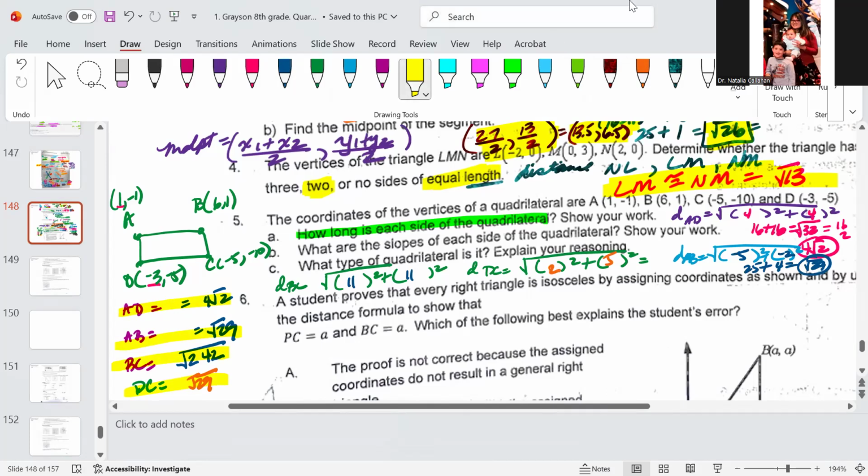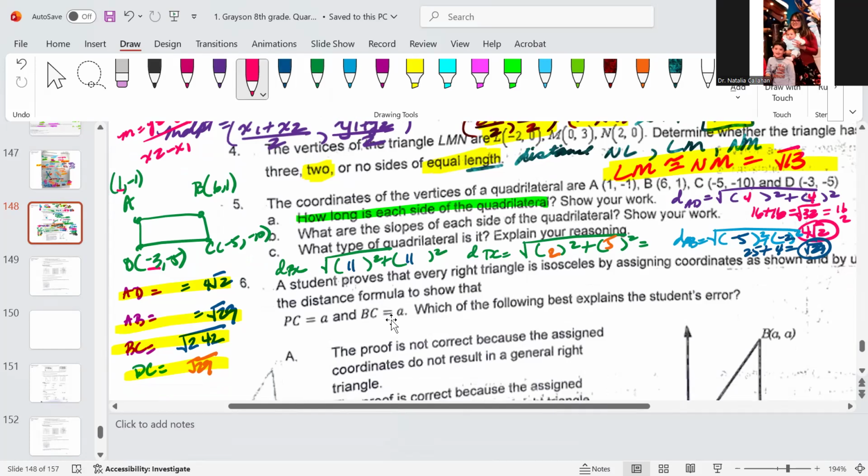Okay? And then for B, what are the slopes of each side of the quadrilateral? You literally have to find the slope, which is a slope formula. So I'm going to have you do that on your own. M is y2 minus y1 over x2 minus x1. Does that make sense? Yeah, that's a lot. So, excuse me. Go ahead and do that, please.